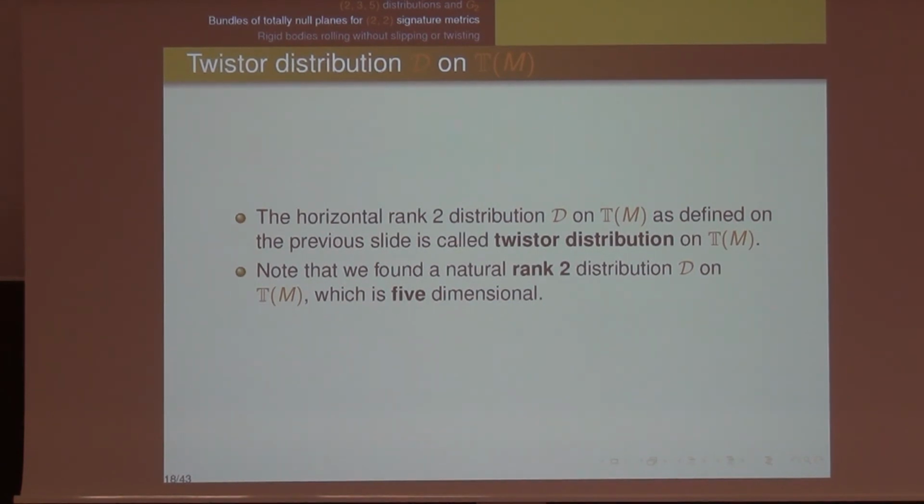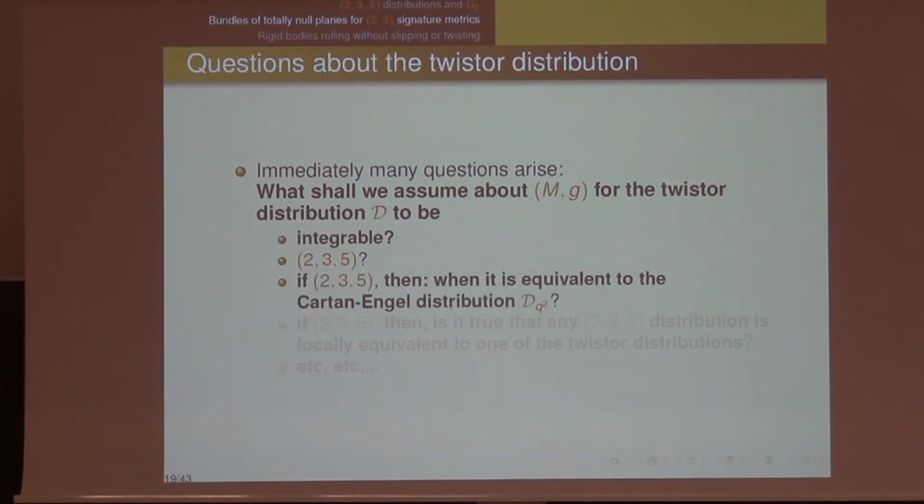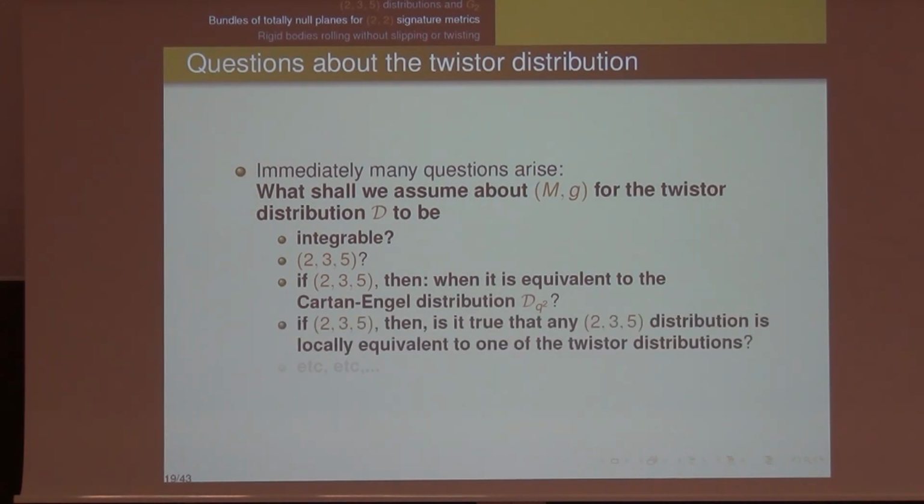So there are a lot of natural questions appearing here. The first thing is, what shall I assume about my structure downstairs so that this distribution is integrable? Or what shall I assume so that it is 2, 3, 5? Because that's what I want. And suppose I assume something about the metric so that it is 2, 3, 5. What do I have to further assume about the metric so that it has G2 symmetry, that this distribution is just locally equivalent to the Cartan one? There are a lot of questions.